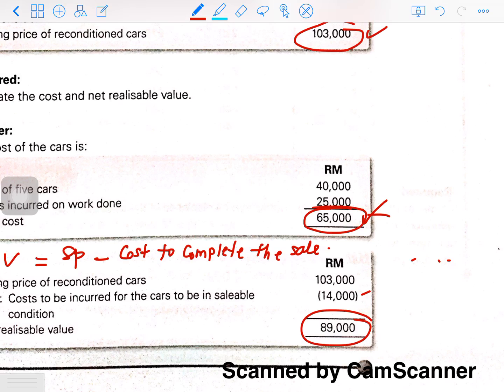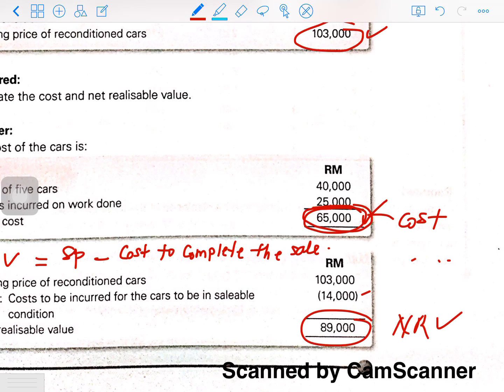So if we look here, which one is lower, cost or NRV? Which one is lower? The cost is lower. So the cost of the car in the financial statement will be at 65. So in the financial position, under current assets, inventories, the cost of the car will be 65,000. Not 89,000. 65,000, because we choose the lower between cost or net realizable value.